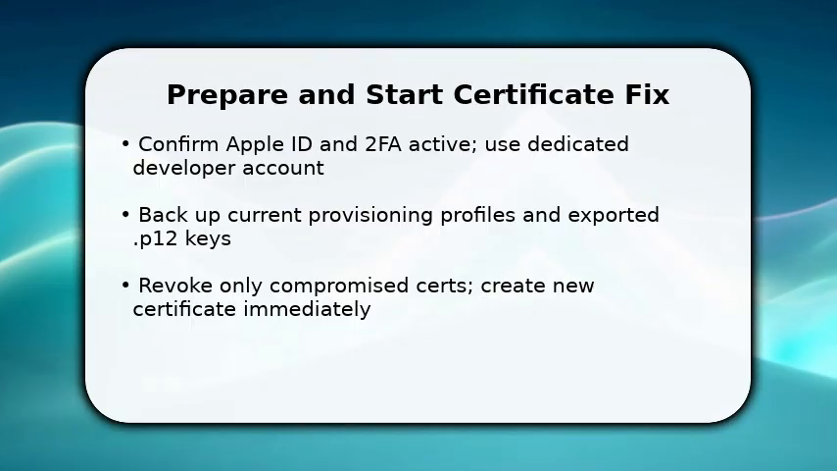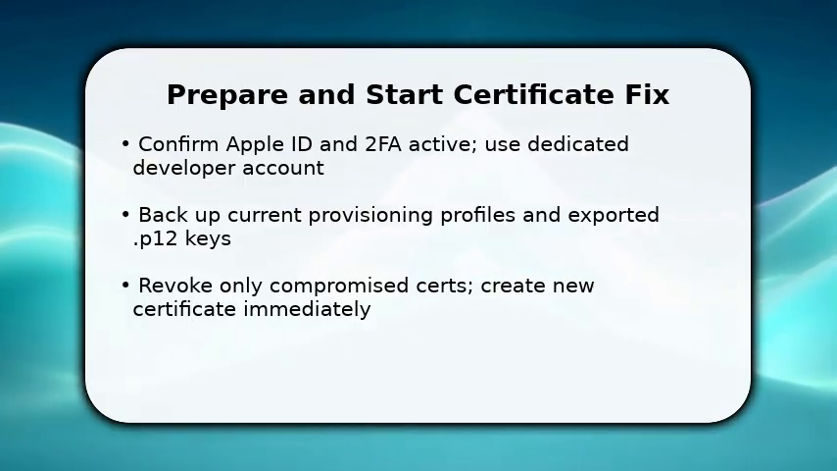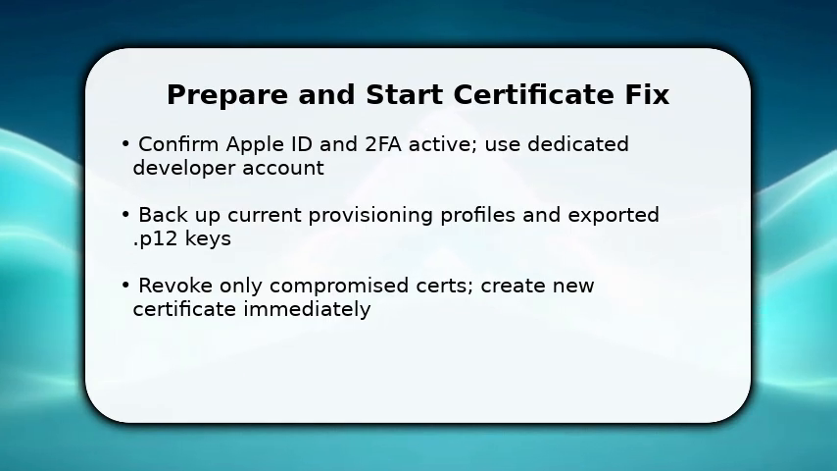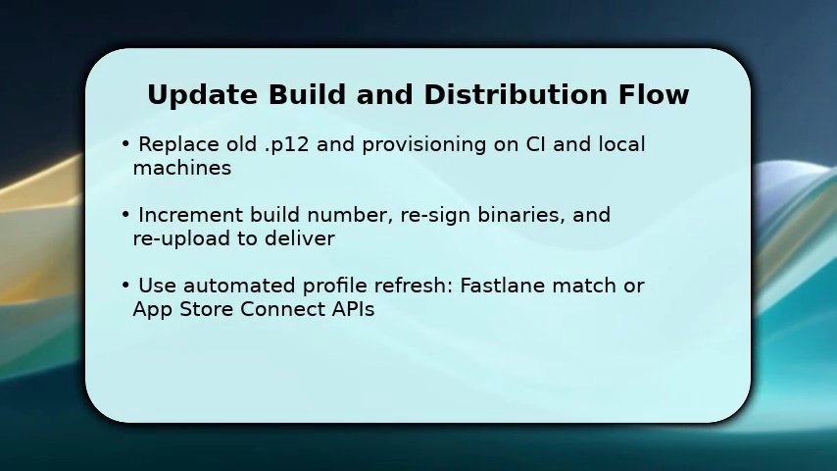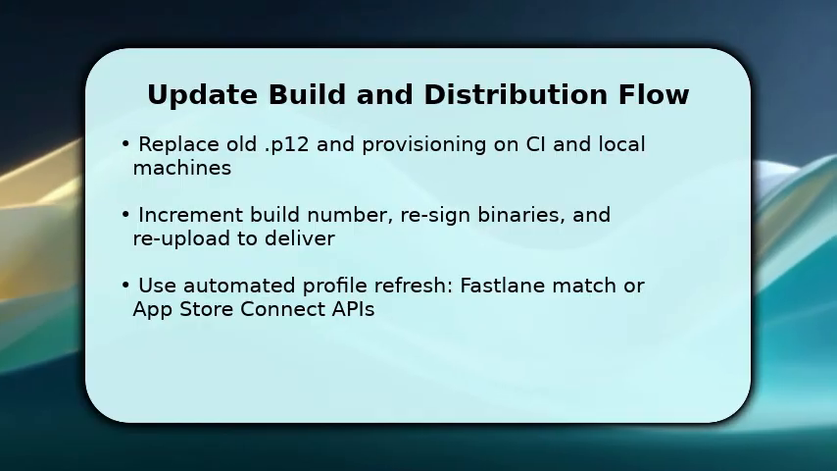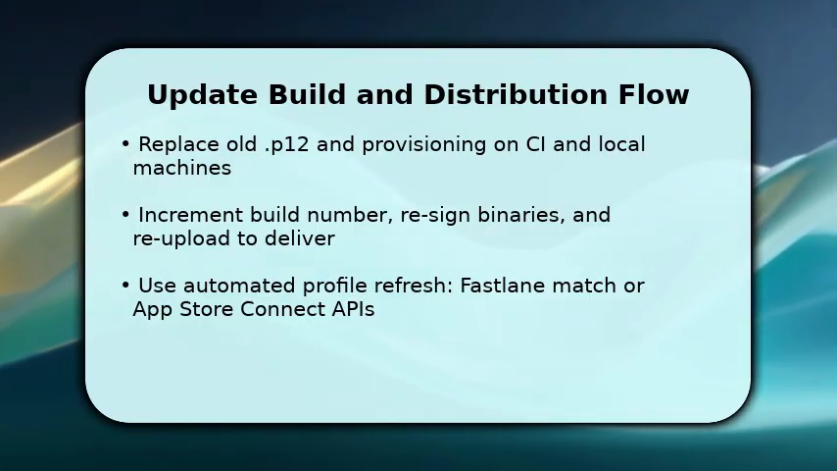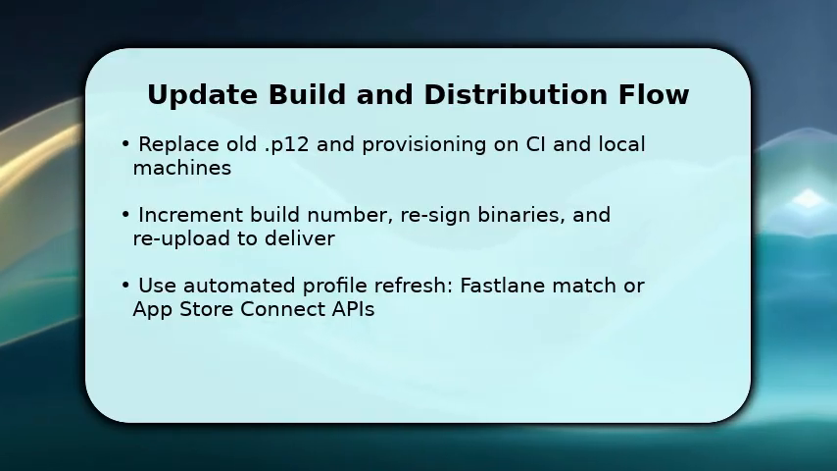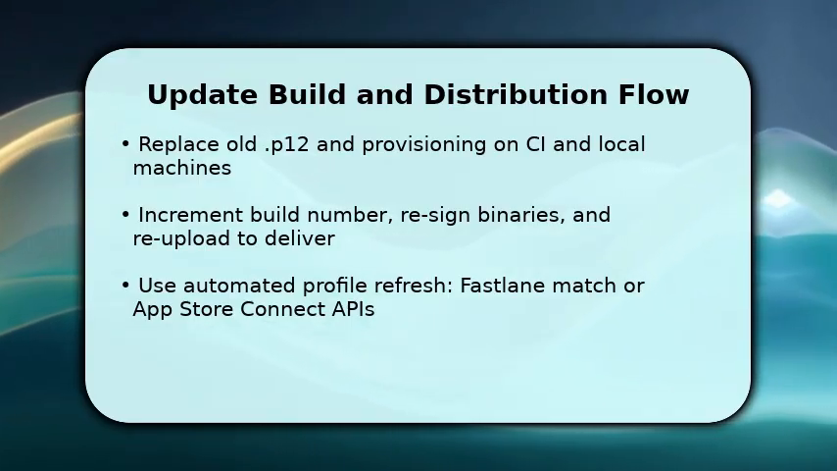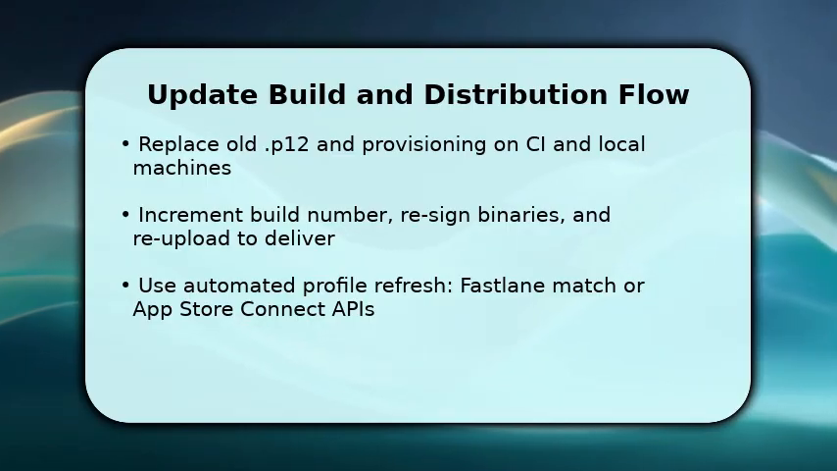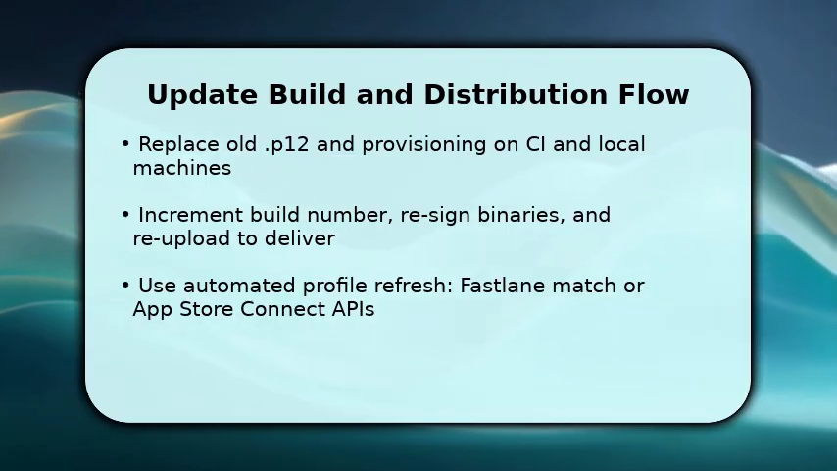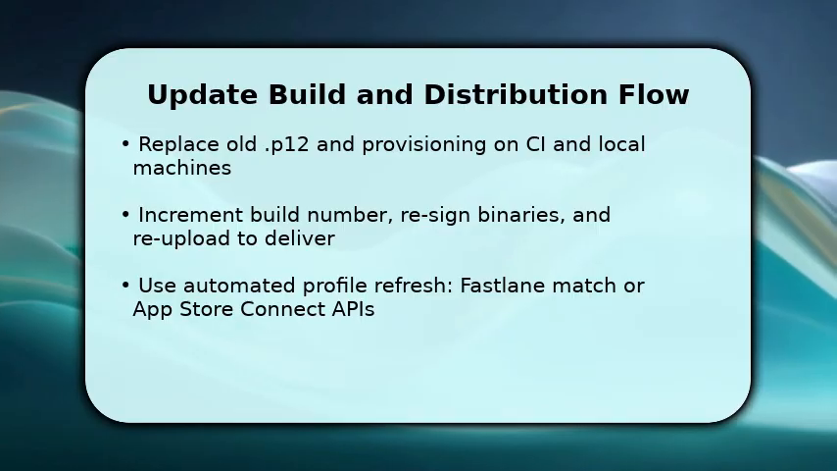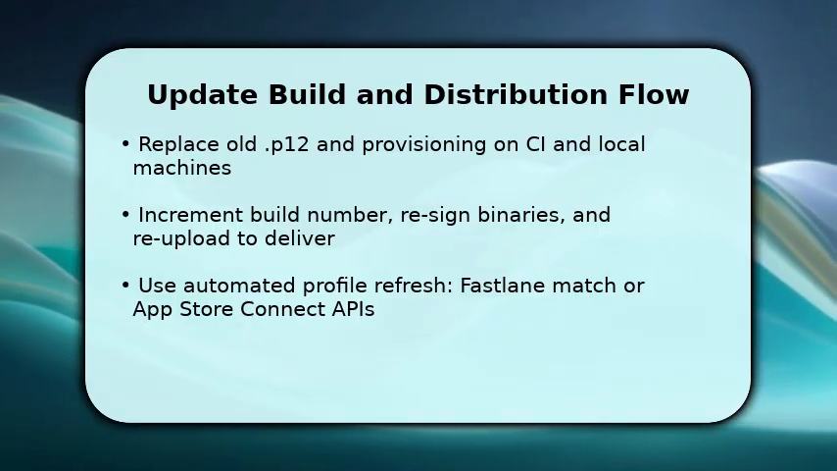Make sure to update any CI secrets with the new P12 and profile so automated signing continues without interruption. Now you update the build and distribution flow so revocations no longer break releases. Replace the old P12 and provisioning profile on your CI and developer machines, then increment the build number and re-sign the app binaries to ensure consistency. Once re-signed, re-upload to TestFlight or your distribution channel.